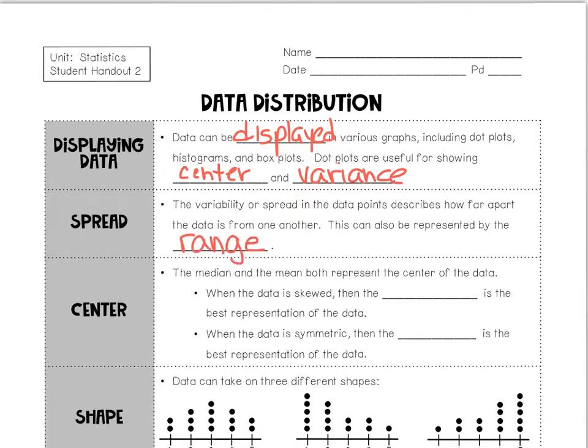Then we're going to be looking at the center of our data. The median and the mean both represent the center of the data. When the data is skewed, then the median best represents the data. Put median there. When the data is symmetric, then the mean is the best representation for our data.